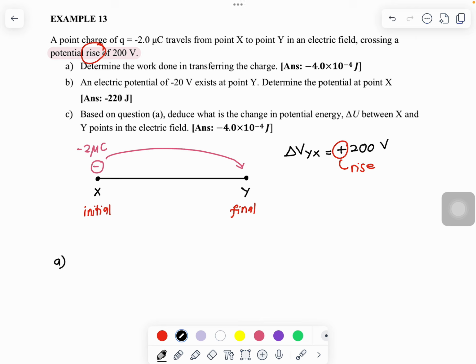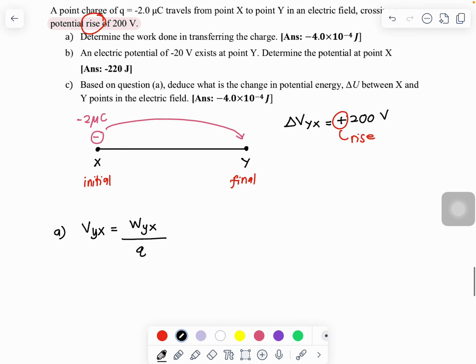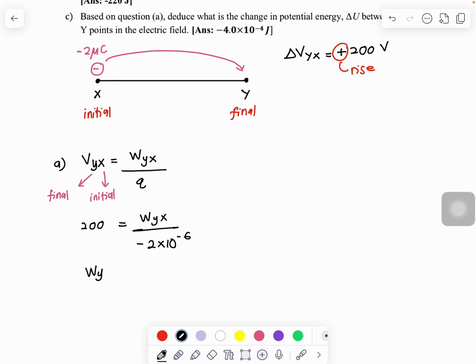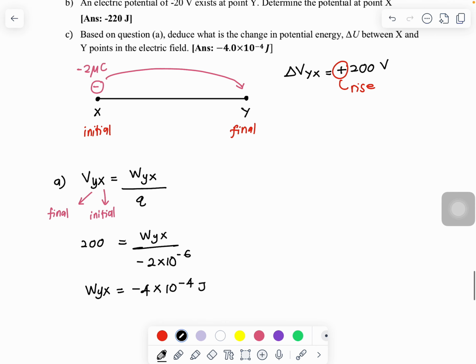Okay, so ni berbalik kepada formula potential, which is potential YX equal to work done between YX divided by the charge. Okay, charge yang digerakkan lah. So ingat lagi, bila kita gunakan label ni, huruf yang pertama adalah kita punya point final, yang kedua adalah point initial. Okay, so just masukkanlah, kita ada positive 200 equal to work done is what we want to find, divided by the charge that is moving, it's negative charge, jangan lupa masukkan sign convention. So work done you will get negative 4 exponent negative 4 joule. Okay, so unit untuk work done adalah joule.